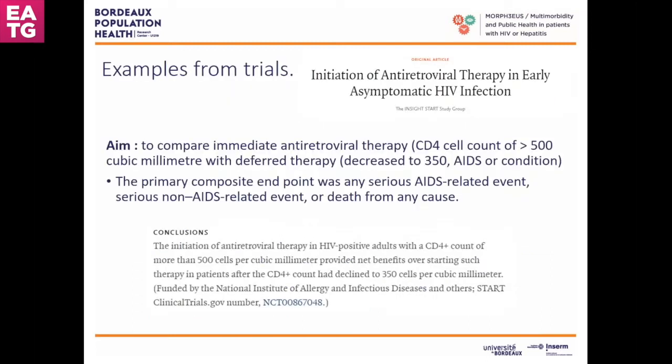Now, I just want to take a little bit of time to discuss a trial that I think everyone knows, which is the START trial. And we know that we were looking at immediate antiretroviral therapy compared to deferred therapy. And the primary composite endpoint was any serious AIDS event, serious non-AIDS related event, or death from any cause. And we all know the conclusions of that trial.